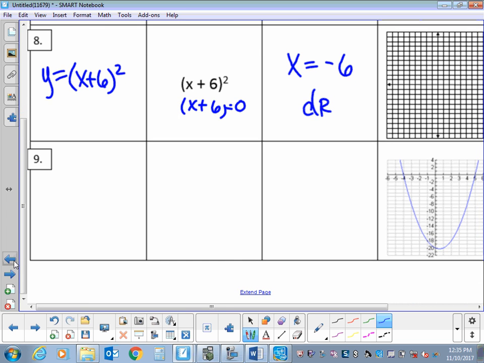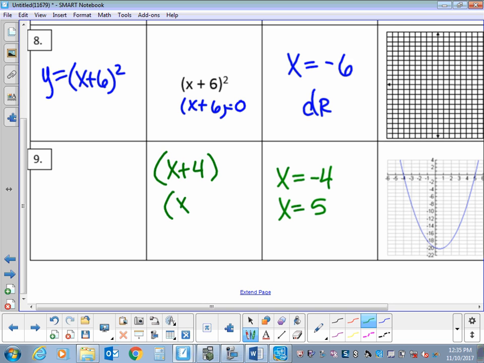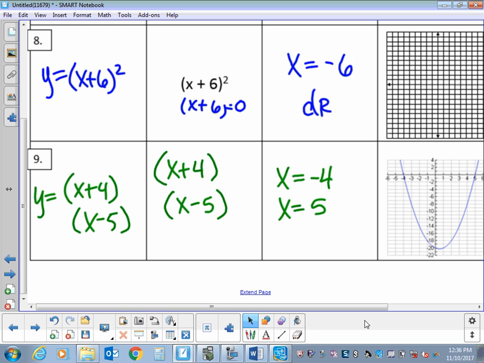Last one. Everybody, my x-intercepts are what? My factors. And my equation. Y equals, right? Any questions on what we just did? Does it make sense? Yes?